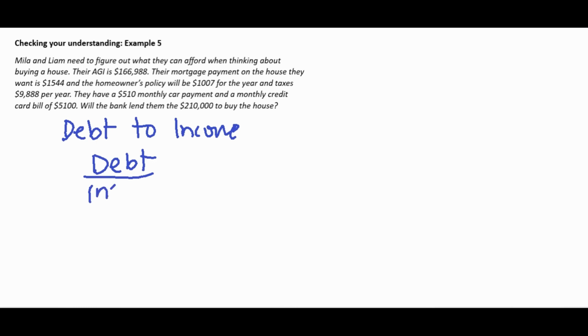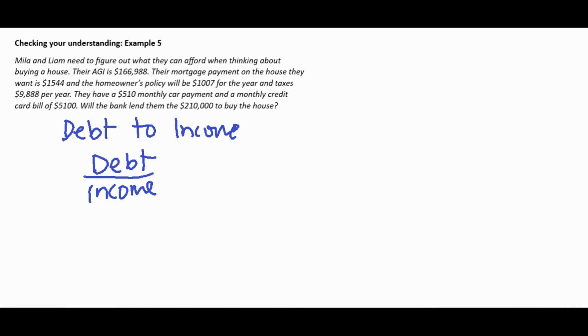The mortgage payment on the house they want is $1,544, and the homeowner's policy will be $1,007 for the year. They have a $510 monthly car payment. They have a monthly credit card bill of $5,100. Will the bank lend them the $210,000 that they need? We're going to use what's called a back-end ratio for this one, the debt-to-income ratio. So when we calculate the monthly expenses, we're also going to add in the debts.